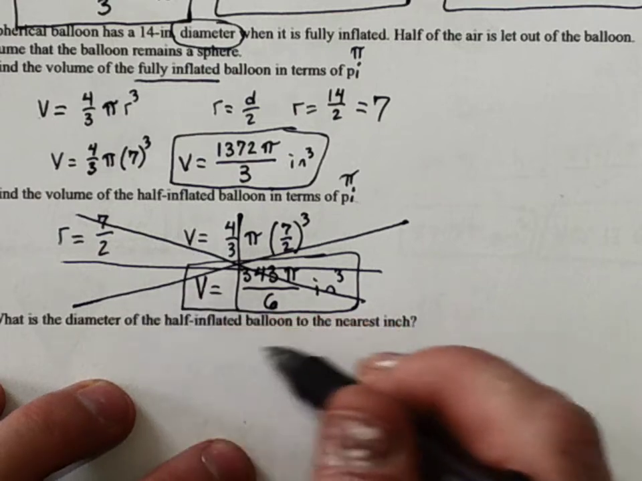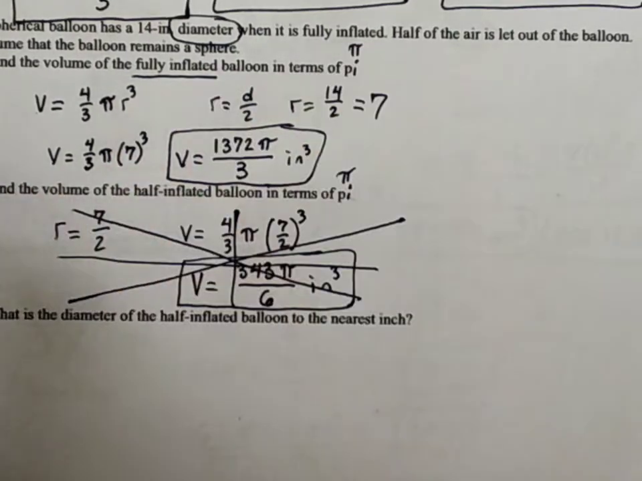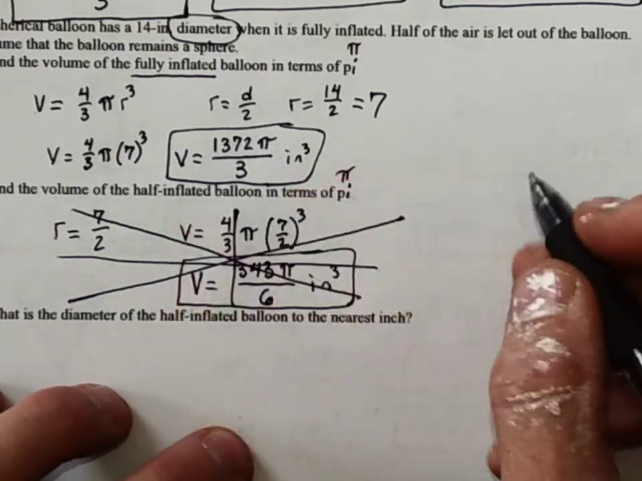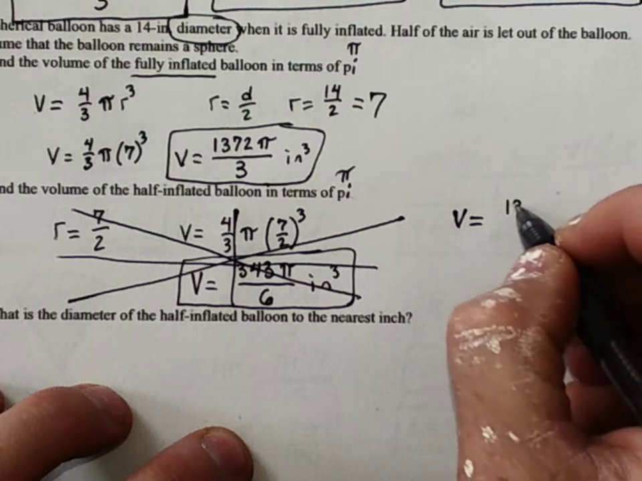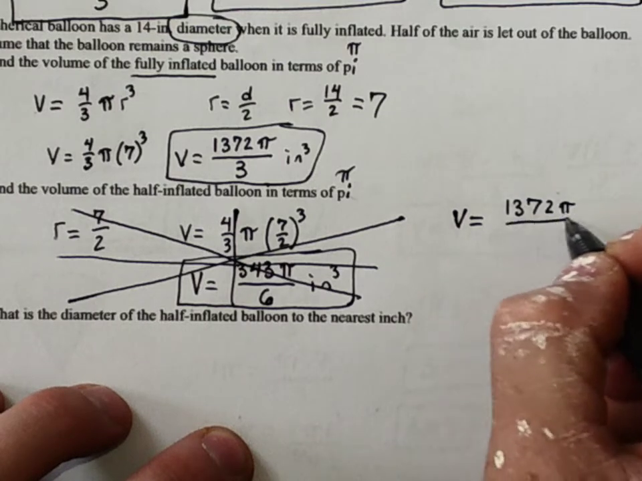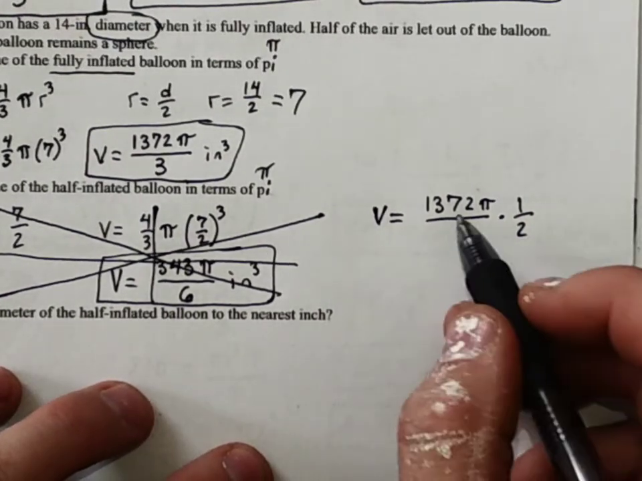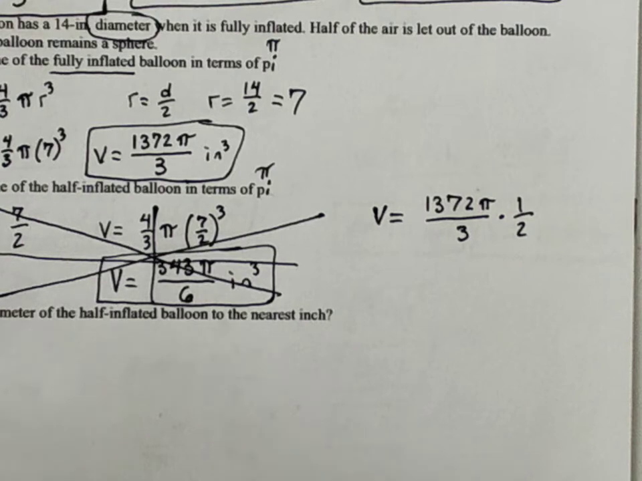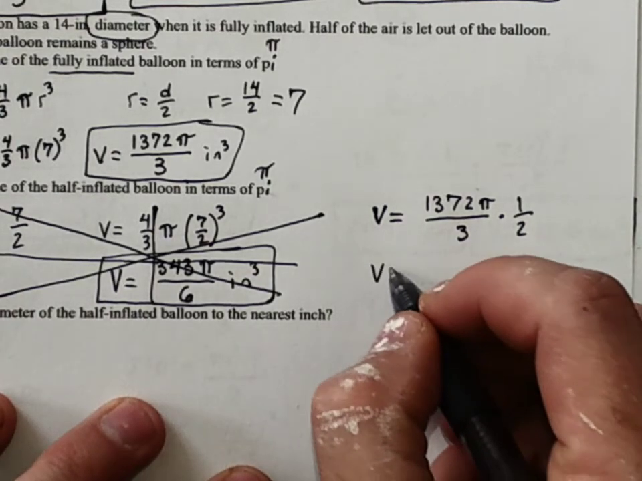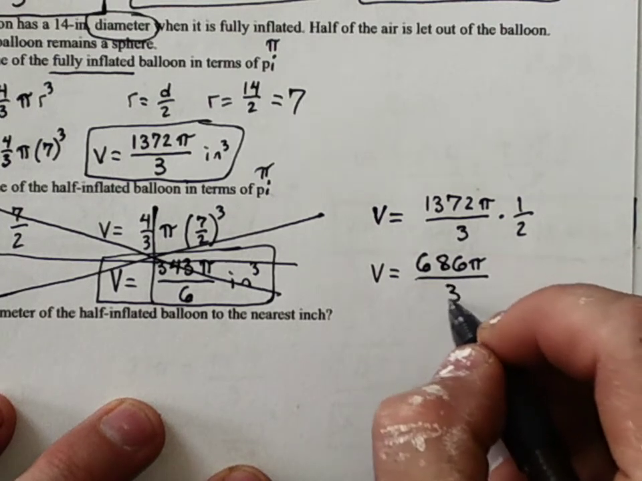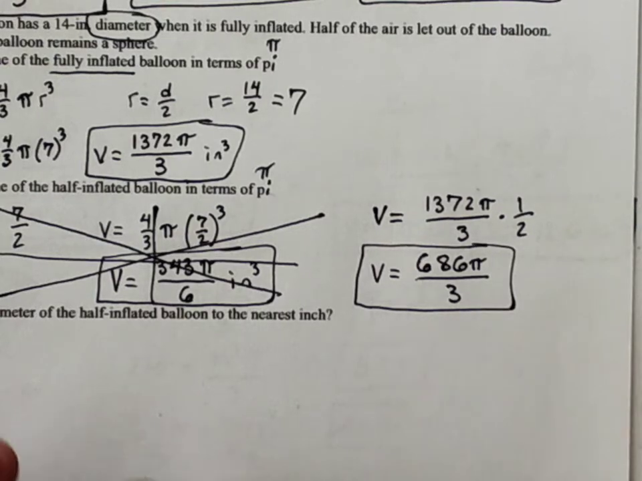This is where I was getting to, this question down here. So this is totally my bad. Forget everything we just did there. We need to take half of this volume. So the volume is equal to 1,372 pi divided by 3, and we need to take half of it. Multiply it by a half, which really just takes 1,372 divided by 2, which is 686. So 686 pi divided by 3 would be the volume of the half-inflated balloon.